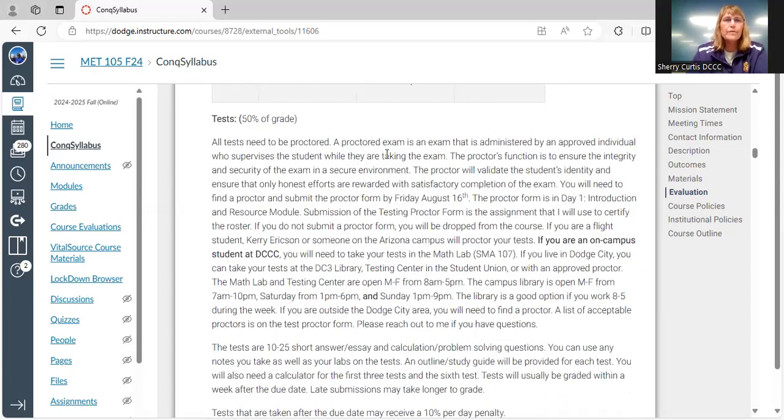Tests are worth 50% of your grade. They will be proctored. So if you are a flight student on the Arizona campus, again, they will proctor it there for you, and she'll take care of that if you just let her know. You'll have a form you need to fill out, and she will get them to me. They do a wonderful job there.